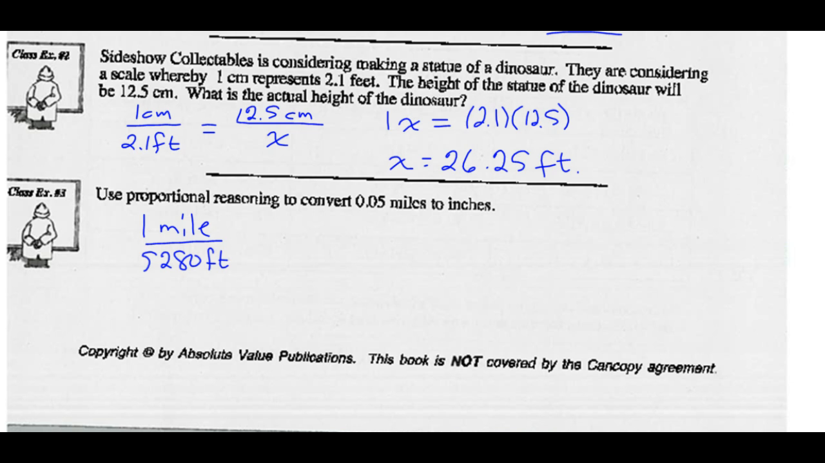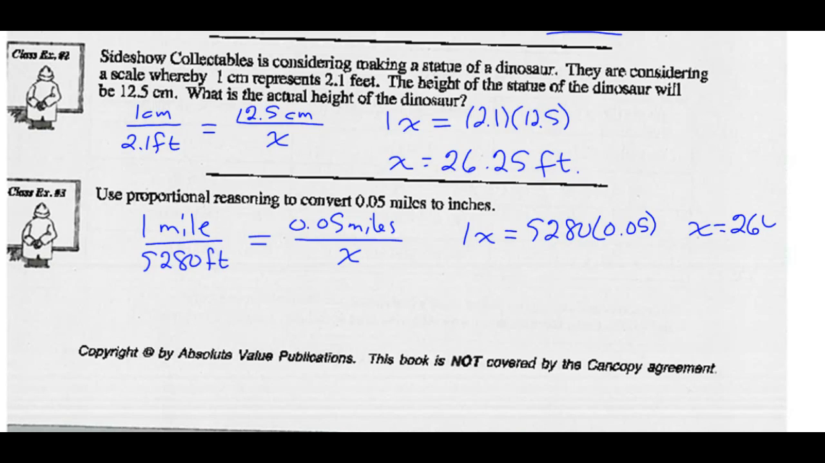We want to turn this question into: 0.05 miles is how many feet? So first we'll change miles to feet, and then we can change feet to inches after that. All right, so let's solve for x. Again, cross multiply. 1 times x is going to equal 5280 times 0.05. So we find out that x is roughly 264 feet.